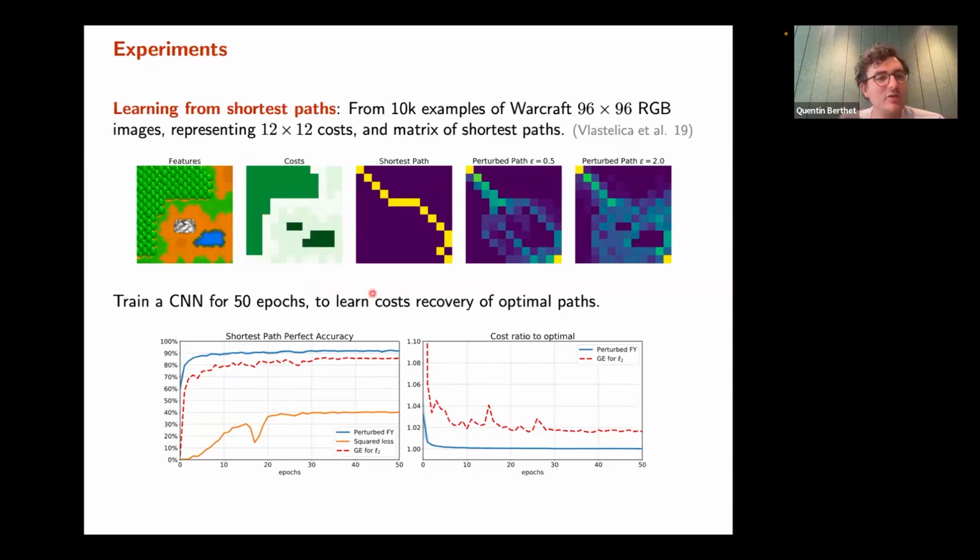Initially, at least to me, it seemed like it was impossible. If you just show features and shortest paths, how can you even learn from that, get costs that make sense, and be able, given new features, to predict the shortest path? And actually, we were able to do this, and much better than previous existing methods. You can see here, after a short number of epochs, we're getting 90% shortest path accuracy, so this is exactly an optimal path. And whenever you're wrong, you're actually not wrong by a lot, because the cost ratio to optimal very quickly becomes close to 1, up to a few percent.